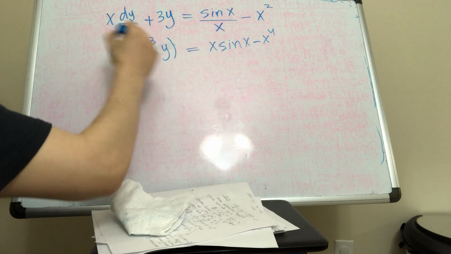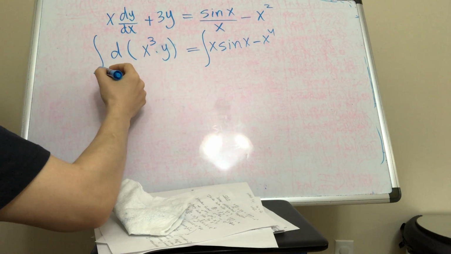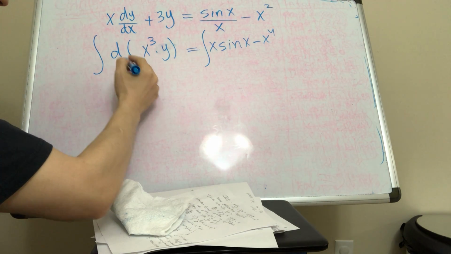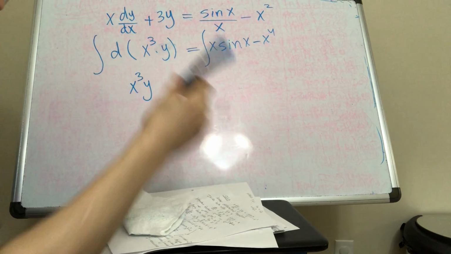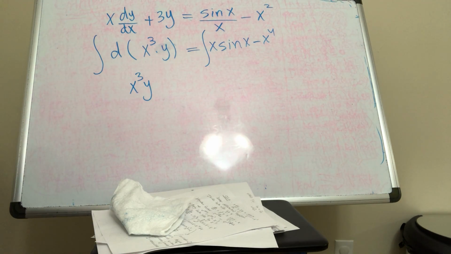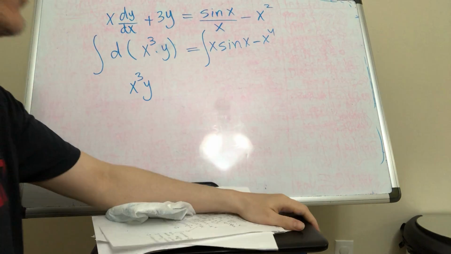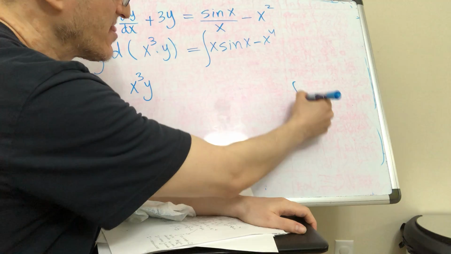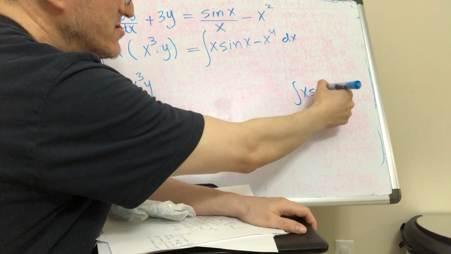Once you get to this step, you can integrate both sides of the equation. Integral of a derivative, they cancel each other. So the integral and the derivative, they cancel each other. Here, I need to integrate this and integrate this. So I'm going to go to the side. See, I put a dx. How can we integrate this?